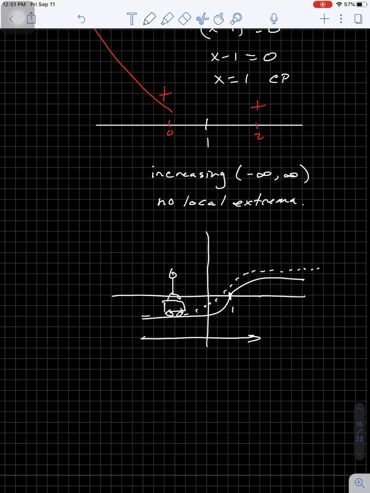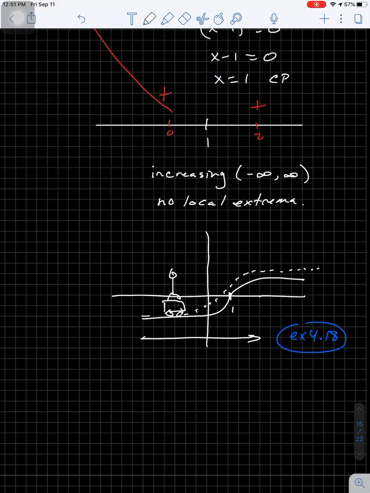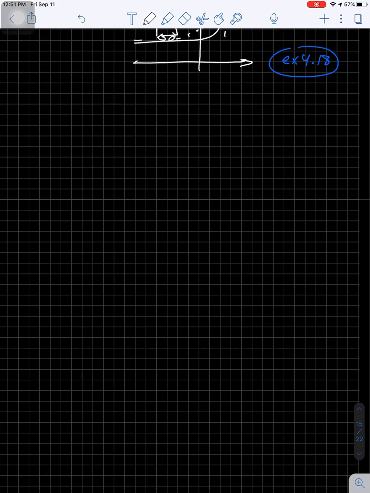Next problem. If you want to do another example of this, if you want to pause and do an example, do example 4.18 in the book. You can pause this right now and try that. If you feel like you've got the first derivative test, then let's move on. The next thing we're going to do is find intervals of concavity. And this is the second derivative test.